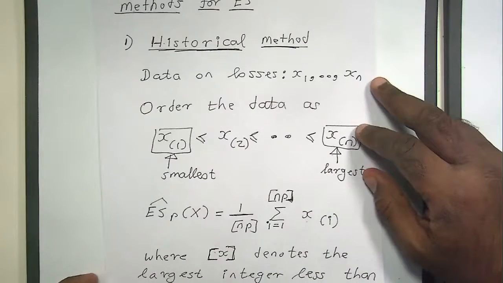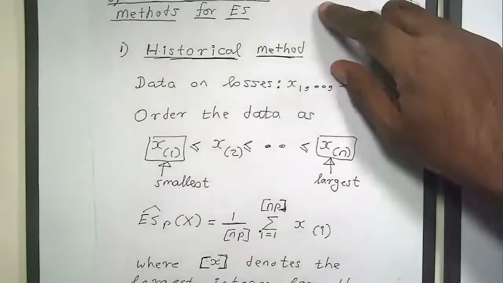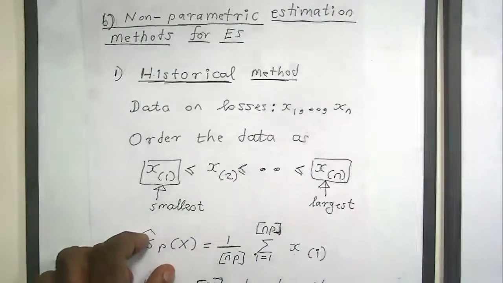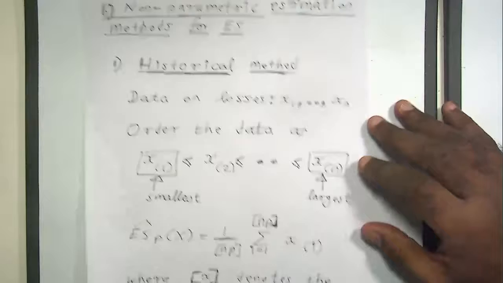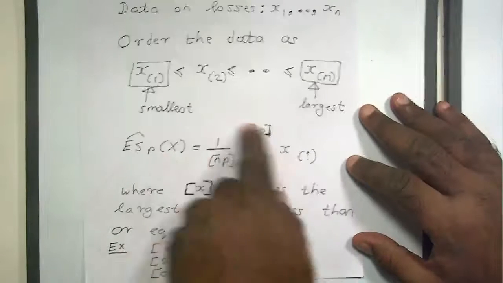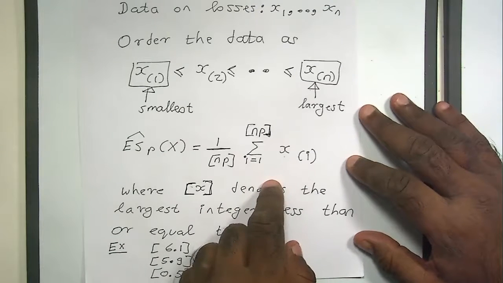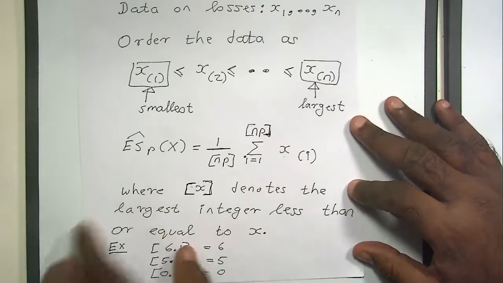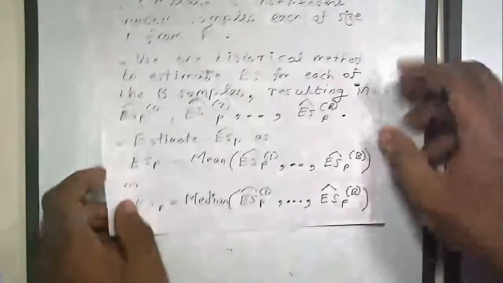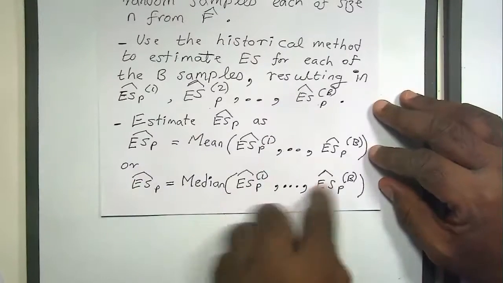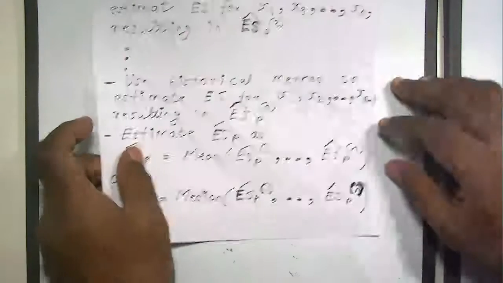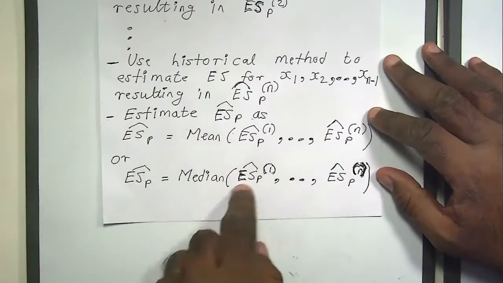Now I started talking about the non-parametric methods for estimating ES. The first one is the historical method, and the formula for that is this one. This is the formula for the historical estimator for ES. The second one is the bootstrap method, and the formula is this one here. The third one is the jackknife method, and this is the formula for ES.